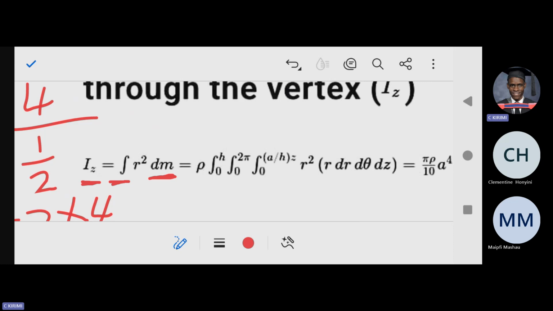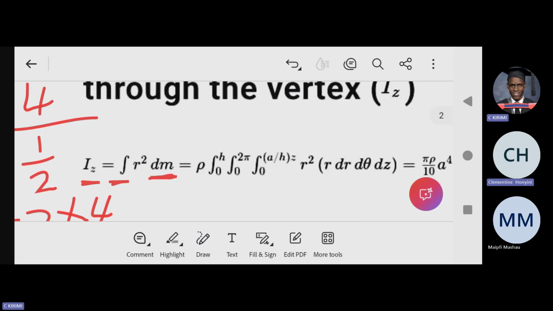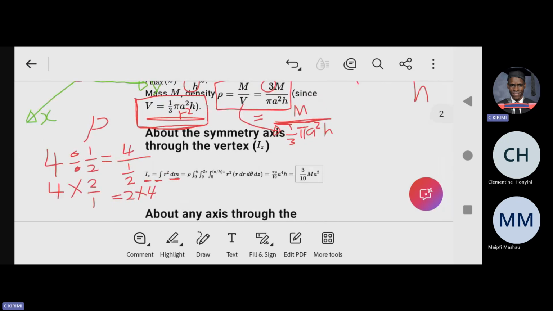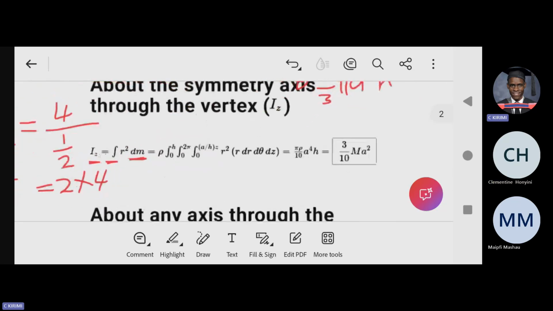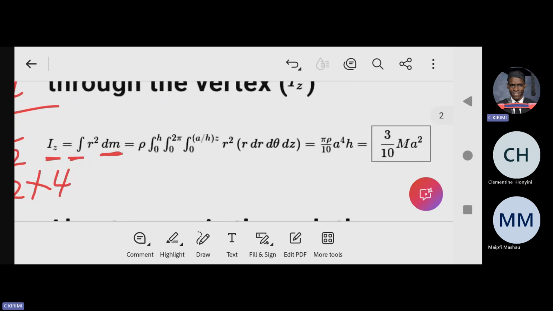So the integral of R squared dm, which means these formulas you might be given in an exam. I will check where there is a question in classical mechanics dealing with moment of inertia. Then we check the formulas that you'll be given. But normally you'll be given the formula for the moment of inertia along the Z. What they would want to know is how we are going to substitute that formula. All right.